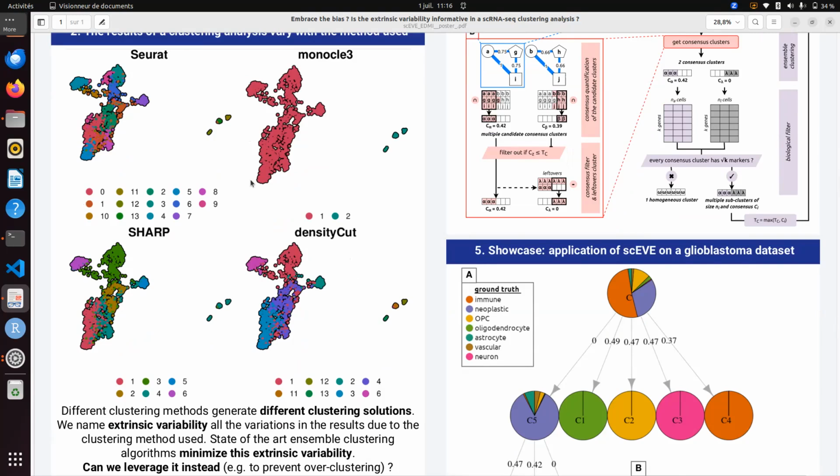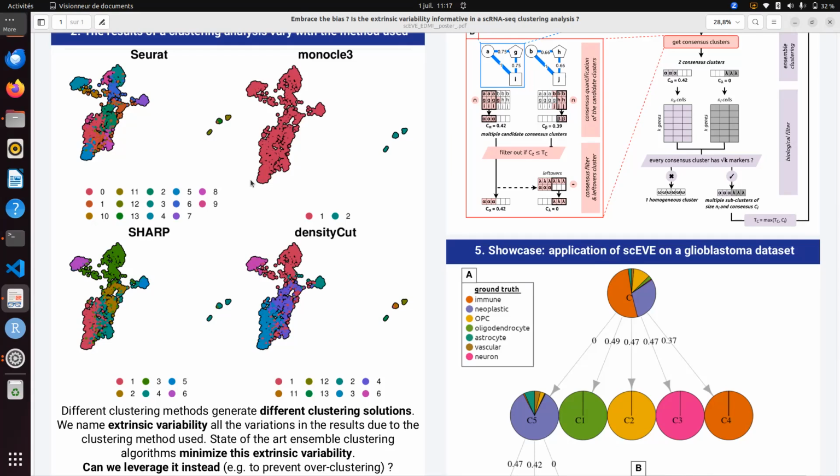Usually in the state of the art, you have some ensemble algorithms that have been developed to try to integrate the predictions of multiple methods to generate a result that is robust to your choice of methods. But the way they work usually is that they try to minimize this variability, these differences in prediction. That is, they will use some sort of objective function or some sort of similarity matrix. And we asked ourselves, well, instead of minimizing these differences, can we not use them? Can we not leverage them to enhance our analysis?